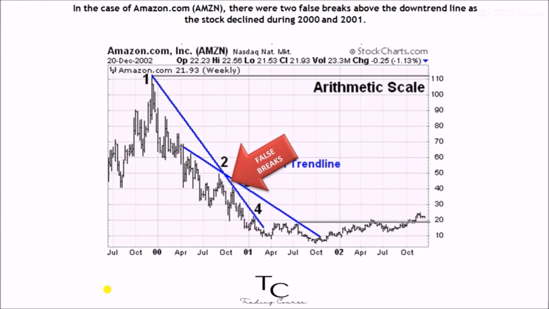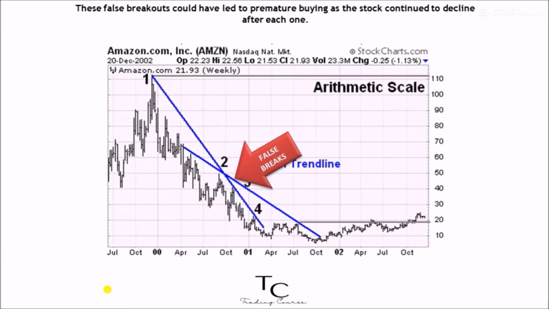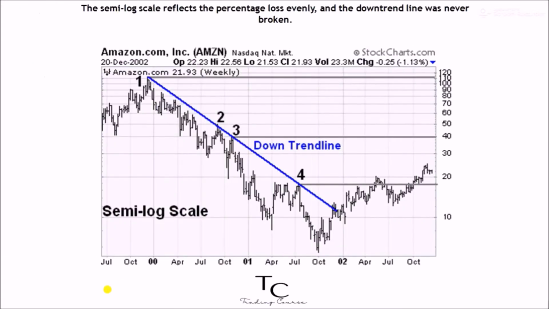In the case of Amazon.com, there were 2 false breaks above the downtrend line as the stock declined during 2000 and 2001. These false breakouts could have led to premature buying as the stock continued to decline after each one. The stock lost 60% of its value 3 times over a 2-year period. The semi-log scale reflects the percentage loss evenly, and the downtrend line was never broken.